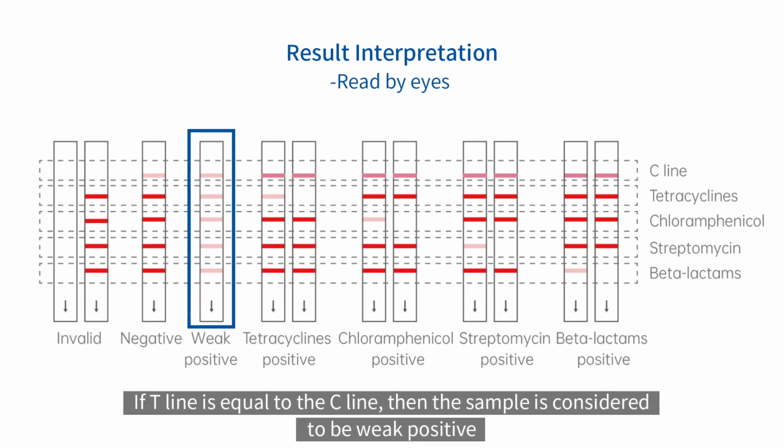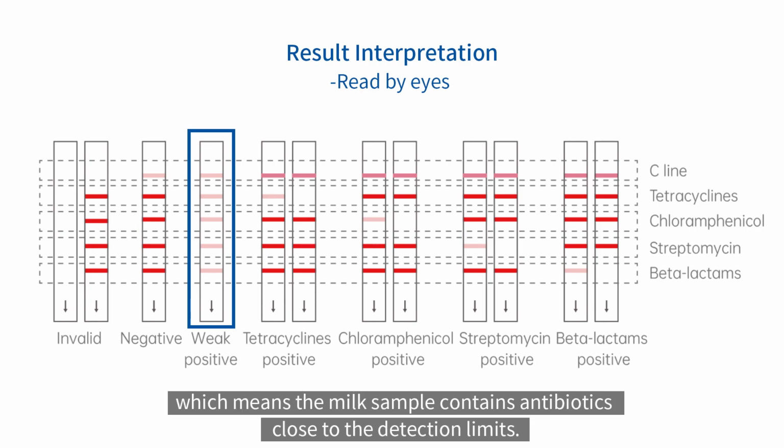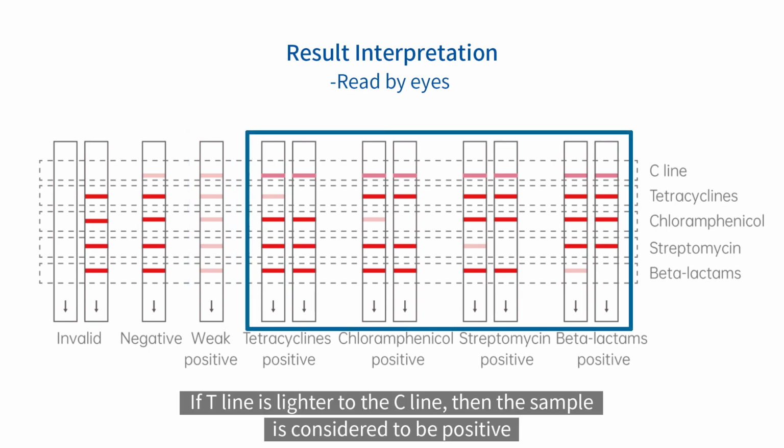If the T line is equal to the C line, then the sample is considered to be weak positive, which means the milk sample contains antibiotics close to the detection limits. If the T line is lighter than the C line, then the sample is considered to be positive, which means the milk sample contains antibiotics above the detection limits.